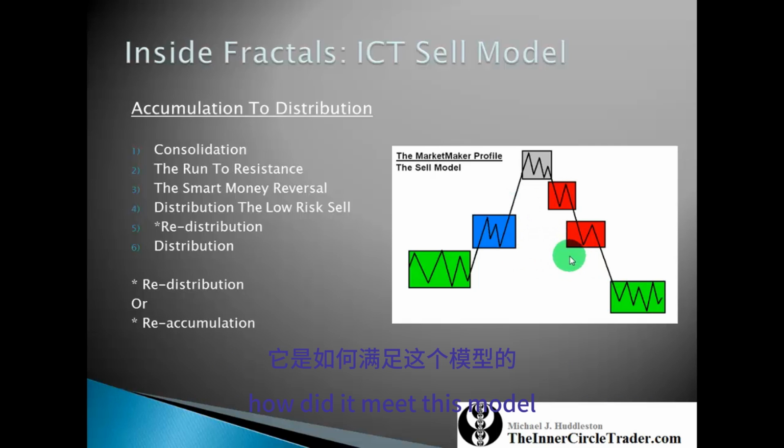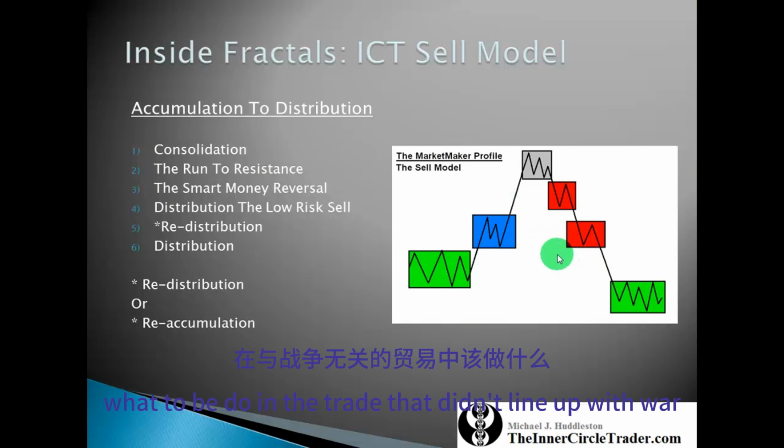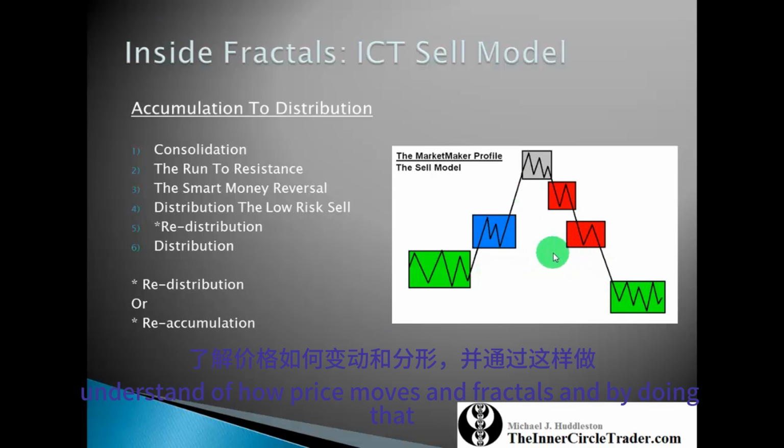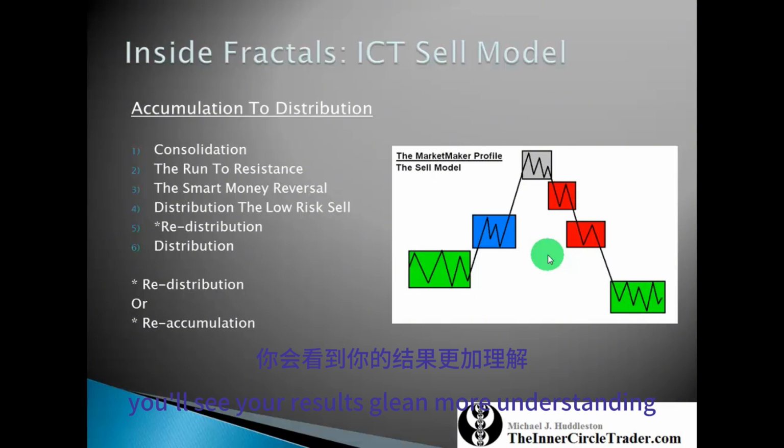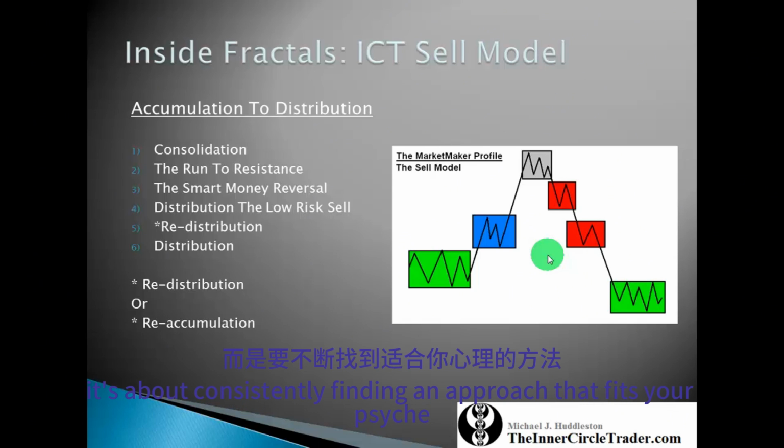How did it meet this model? What did we do in the trade that didn't line up with our understanding of how price moves in fractals? And by doing that, by default, over and over again, you'll see your results glean more understanding. And that's why it's important that you keep your risk very, very small, less than 1%, less than half a percent when you're first starting, because it's not about making money. It's about consistently finding an approach that fits your psyche and using these concepts.